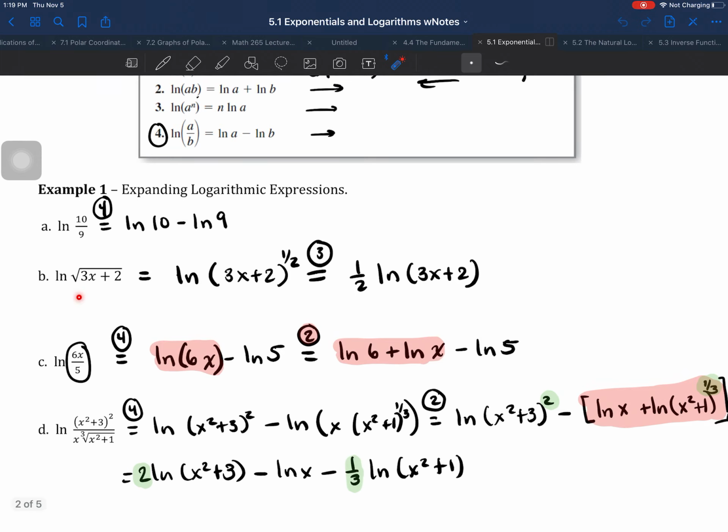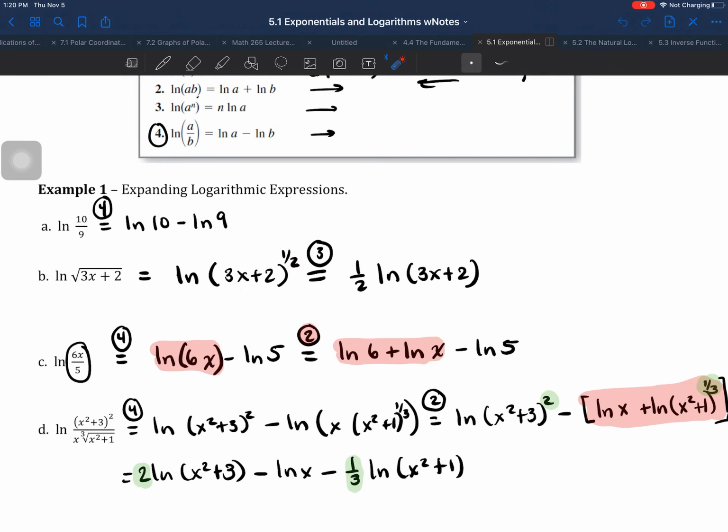B has the natural log of the square root of 3x plus 2. Now, we don't have a particular property that deals with square roots, but we do have a property that deals with powers. So it makes logical sense to change this expression into a power form. That is 3x plus 2 to the power of 1/2.